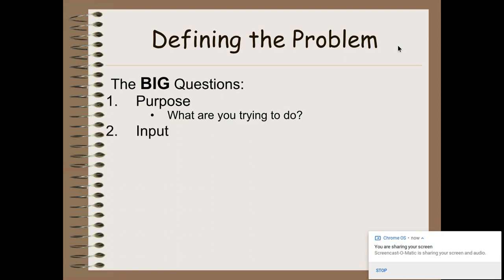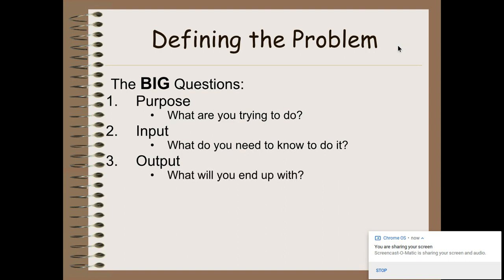To do that, we need to know what information we require from the user. This is called input. So what do we need to know? Do we need to know names? Do we need to know numbers? Do we need to know tax amounts? Do we need to know whatever so that our program can calculate the results it needs? After that, we need to find out what is output to the user. What is the final result that our program is going to produce?